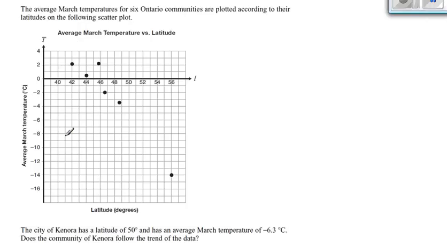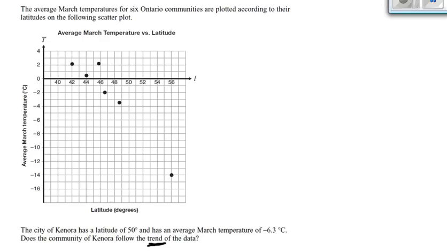So let's look at another scatterplot question. It says the average March temperatures for 6 Ontario communities are plotted according to their latitudes on the following scatterplot. We don't know what the communities are, but 42 degrees north, 44 degrees north, Toronto's at about 46 degrees north, in case you're interested, and so on. It says the city of Kenora has a latitude of 50 degrees and a March temperature of negative 6.3. Does the community of Kenora follow the trend of the data?